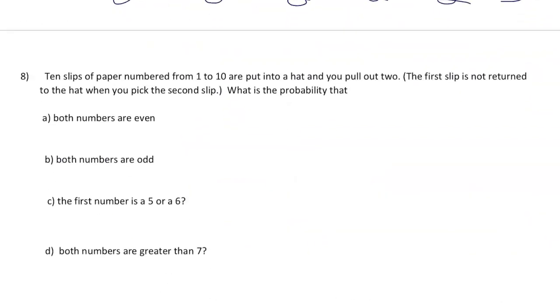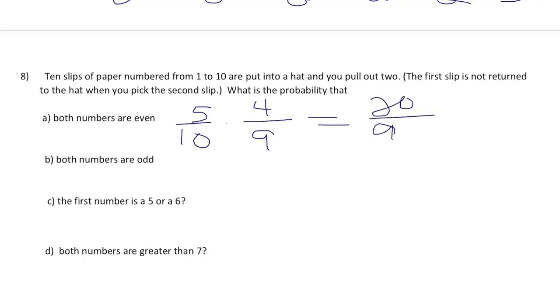10 slips of paper numbered from 1 to 10 are put into a hat, and you pull out 2. Okay, the first slip is not returned to the hat when you pick the second slip. Still an and. Okay, both numbers are even. Okay, the first time you pick, you have 5 chances of getting an even out of the 10 that you have. Now you did pick an even, so your next time there's only 4 evens to choose from, and you didn't put the even back initially, so you only have 9 possibilities from which to choose. So that's 20 over 90.